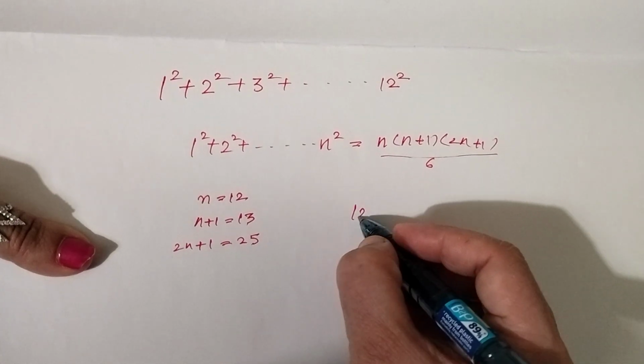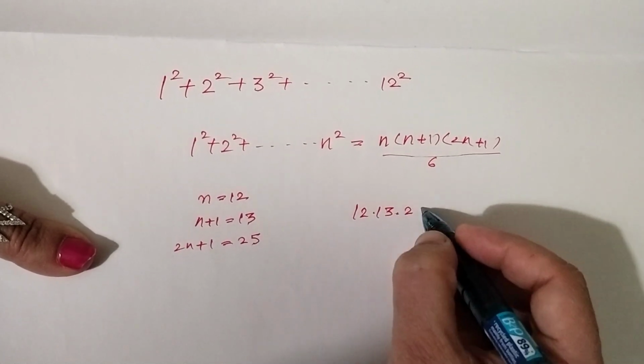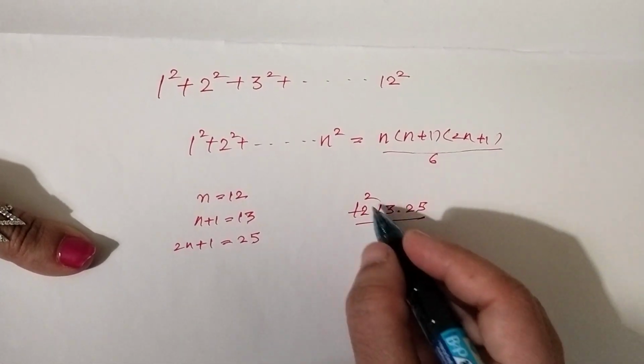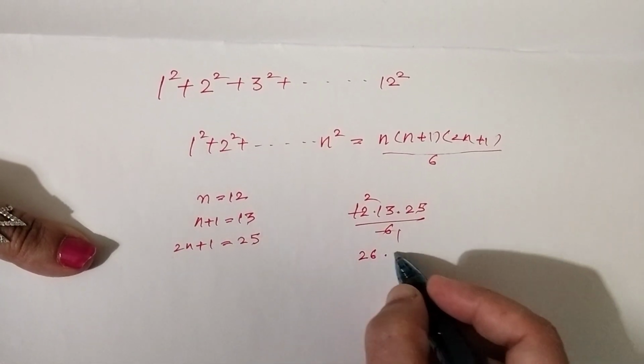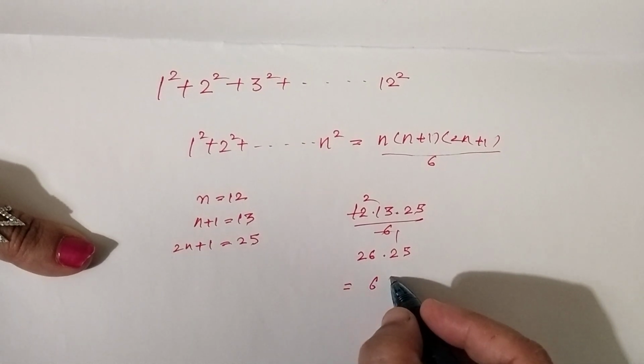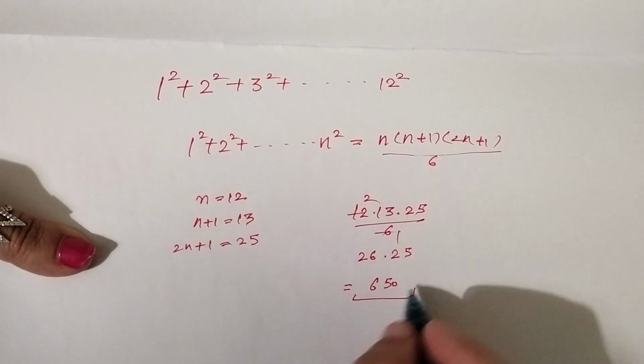So now we will just put it here. So n is 12 times 13 times 25 by 6. We will cancel this out. We got 2 times 13 is 26 times 25. And what is 26 times 25? It's 650. So this is our answer.